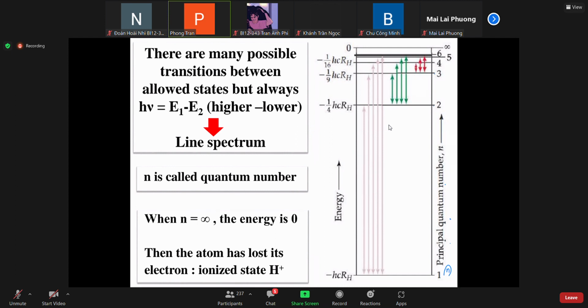And if the electron goes very far from the nucleus, that means you remove the electron from the atom. So in that case, you have the ionized state. That means you remove the electron completely from the atomic structure.